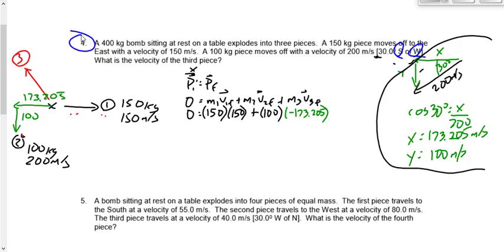Plus M3 is going to be 150, because it's 400 minus 150 minus 100, times V3F. Solve for V3F here. We end up getting negative 34.53 meters per second. I'm going to assume that you can rearrange that to get 34.53 meters per second. You should try it either now or later to make sure that you can do the algebra to get that number. And if you can't, you should ask me about it.